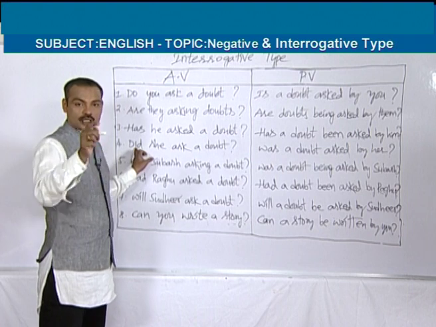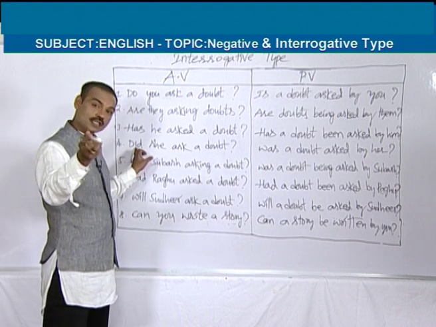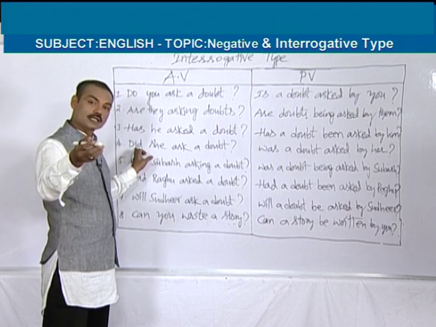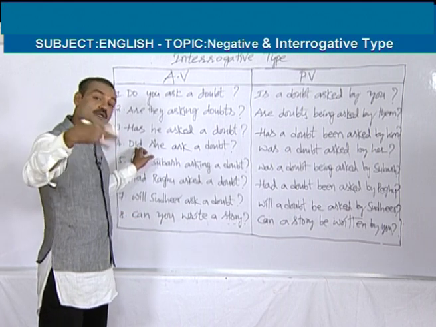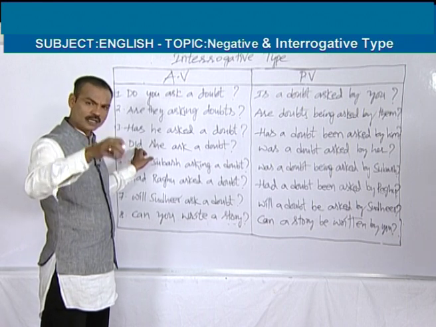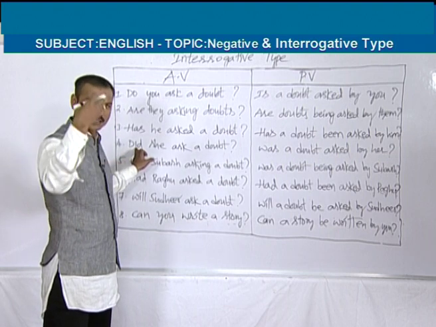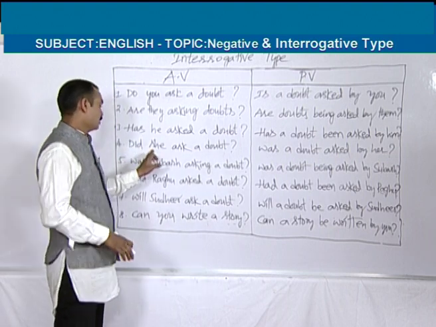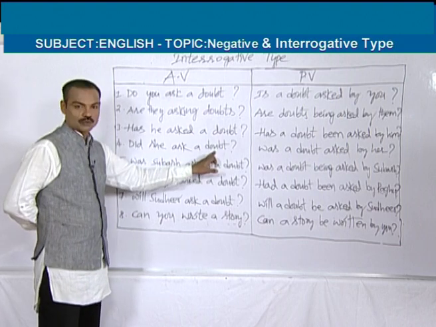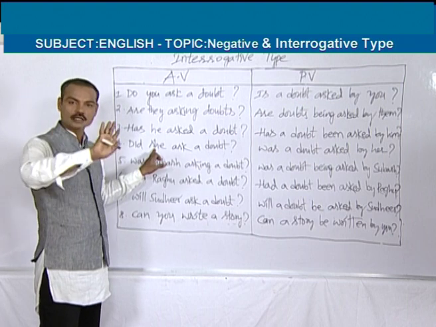For example, did you watch that movie? Did they watch that movie? Did he watch that movie? Did she watch that movie? Did a student watch that movie? Did students watch that movie? So friends, in simple past, any interrogative sentence starts with did only, whatever the subject may be. So did she ask a doubt, or did he ask a doubt, or did they ask a doubt? Like that, there won't be any changes.